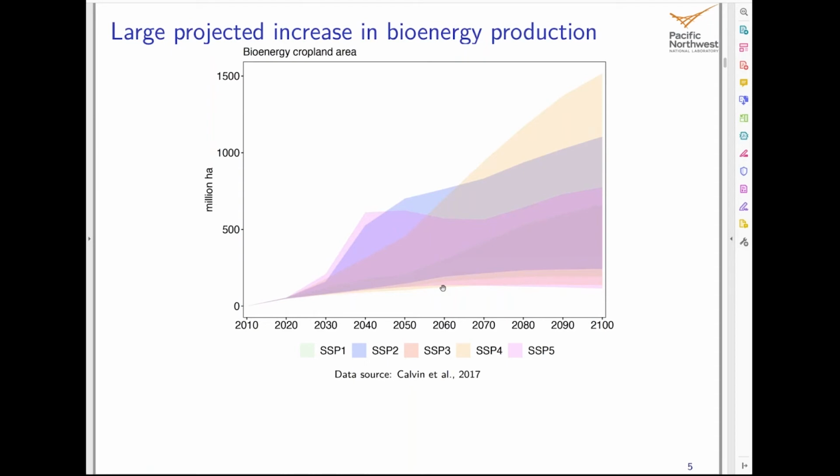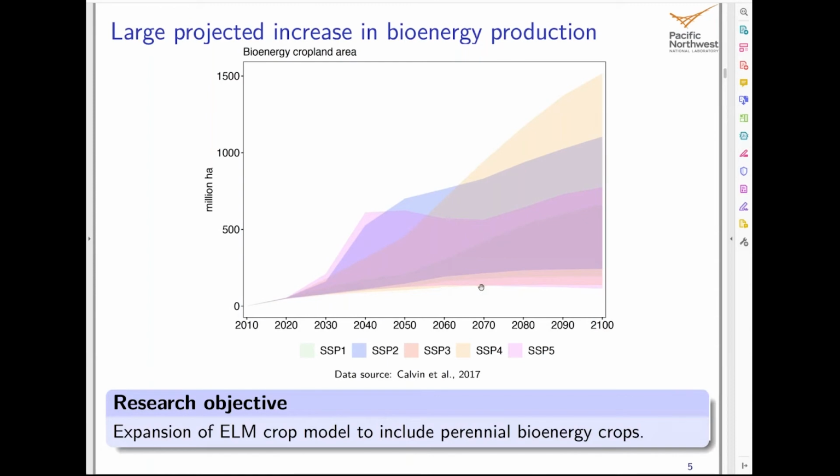And we need to understand the impact of such a large increase in bioenergy cropland area on various energy fluxes, carbon fluxes, as well as the water budget. In order to do that, we should have adequate representation of bioenergy crops in our Earth system models. So with that in mind, the main objective of my research was expansion of the ELM crop model to include perennial bioenergy crops.